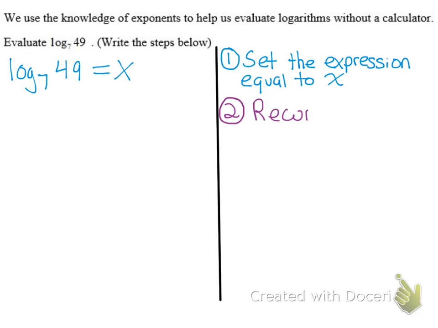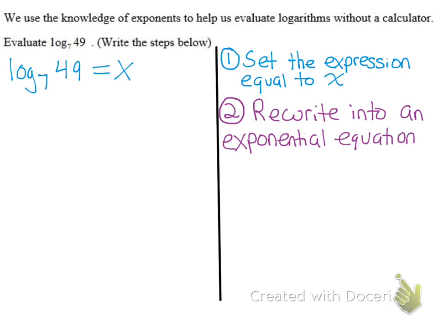Once we set this equal to x, we're going to go ahead and rewrite this equation into an exponential equation. Now we just did that. We just practiced that. You're going to go ahead and take that 7 and push up that x, and it's going to equal 49.